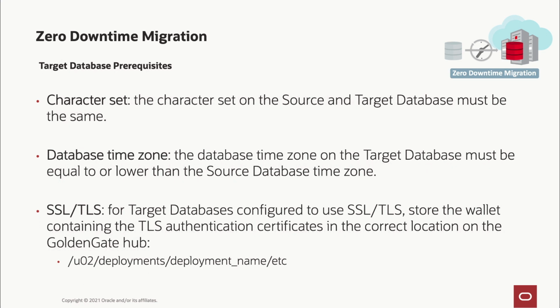A really important prerequisite is the character set. It must be the same in the source and the target database. Regarding the time zone, the target database must be equal or lower in time zone than the source database. And then finally, for SSL and TLS configurations, the same applies as for the source database. The wallet that contains the TLS authentication certificates must be in the correct location in the GoldenGate hub. You can of course find more information in our docs, as for everything that has to do with prerequisites. It's important that we're covering here the basic prerequisites, but there might be others depending on your use case, and we give a really good explanation of them in our documentation.